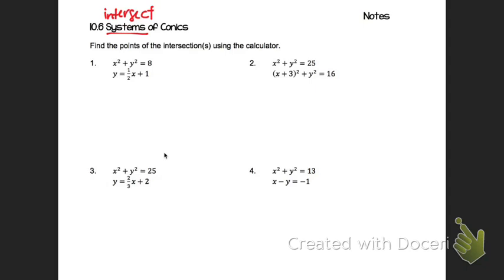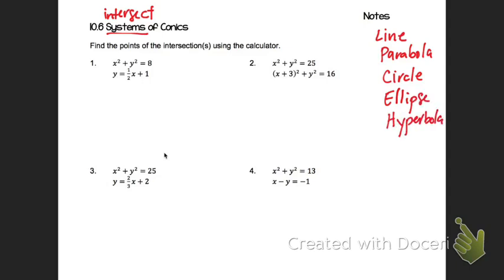So things that we could graph or we could find the points of intersection from can be, I could ask maybe a line, I could ask a parabola, circle, ellipse, hyperbola. So these are the things that I could ask you to find the intersection between, like 2 of the 5 choices. So these are all the options.